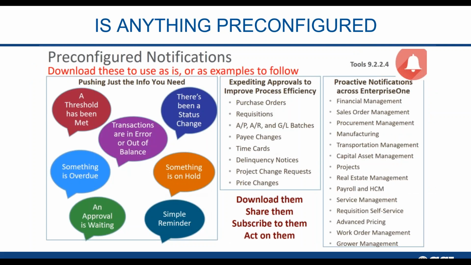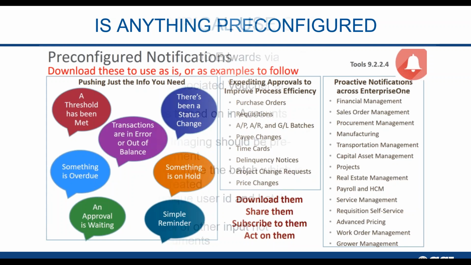It means that you have some pre-configured notifications that you can get because you take the latest tools release. So if you're on tools 9.2.2.4, all of these notifications are available to you. You can use them as long as you license the purchasing system. You can use them as long as you have access to AP/AR and general ledger. You can access all of these. So again, no longer having to pay for things.